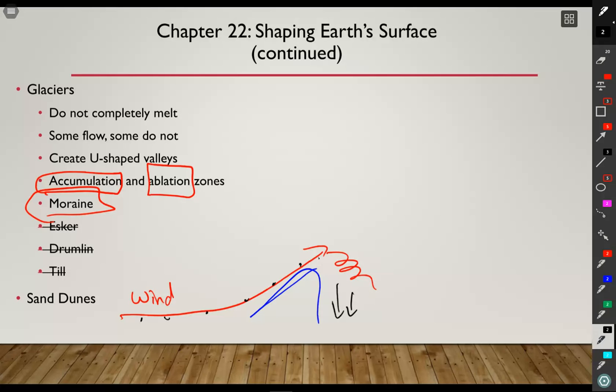So what's a moraine? Okay, the moraine is the ground up rock and soil the glacier produces, right? As it moves, it grinds up rock and soil.